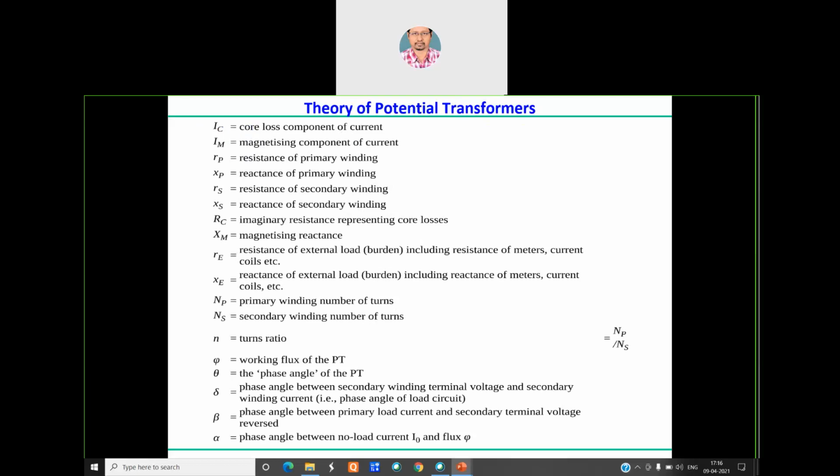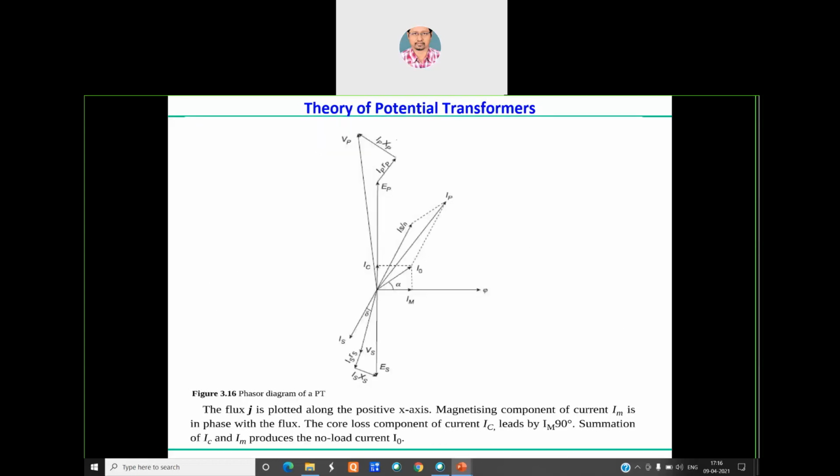Their symbols have all the standard nomenclature as we have discussed in the case of current transformers as well. So I am skipping all these things from the discussions. If you find any difficulty, that is the standard phasor diagram of a PT like we have discussed in the case of the current transformers. So I'm skipping this part as well, with an assumption that the fundamentals will be clear.